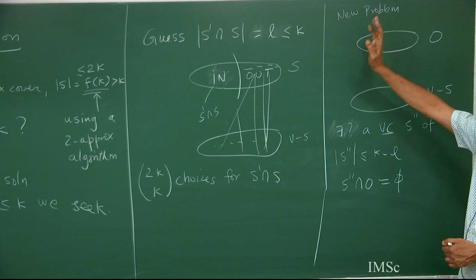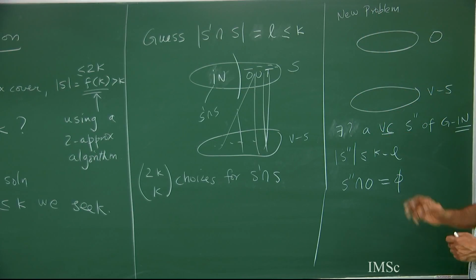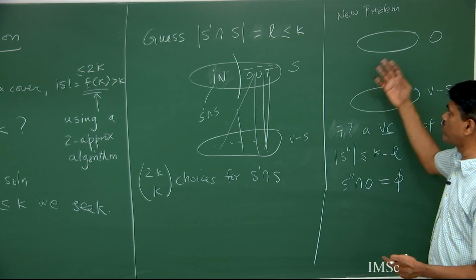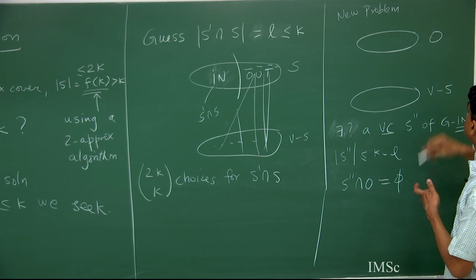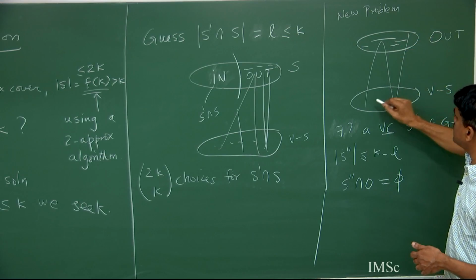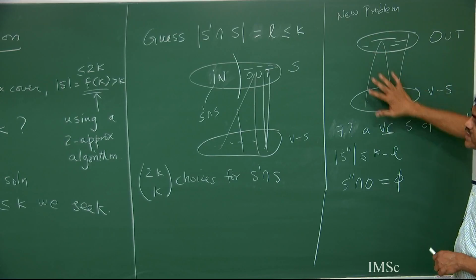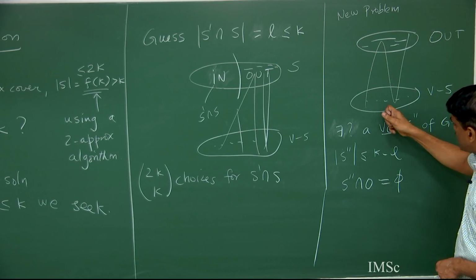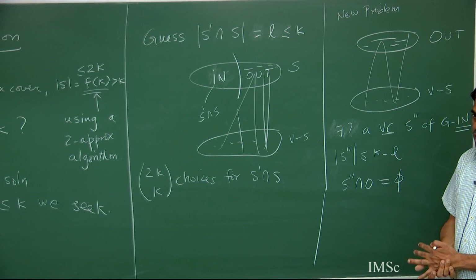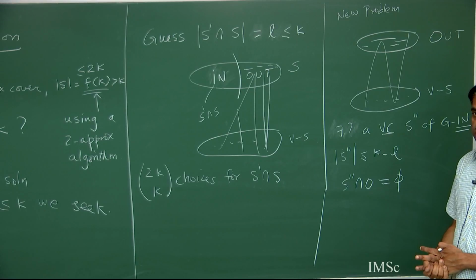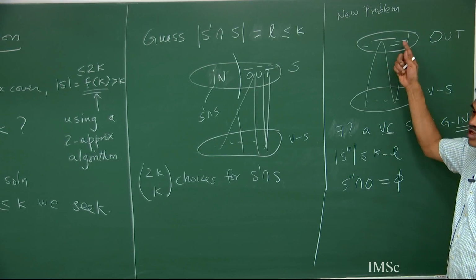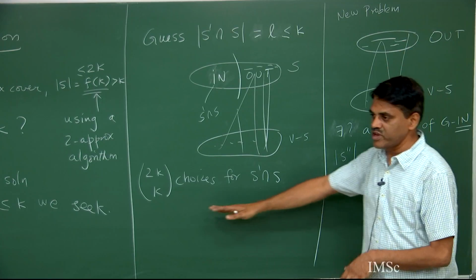I have made my guess here, so I delete it. For each such choice, I have a new problem. What is the new problem? I have this graph. There may be edges here. This is independent, and I want to cover all edges of this new graph by picking only vertices from here, and I am allowed K minus L. Okay. Can we do that? First of all, if O is not independent, you can't do it. It's a wrong guess. Move on to the next guess.